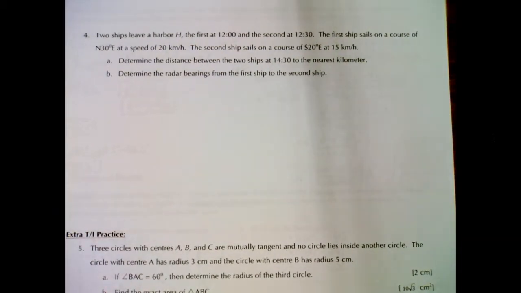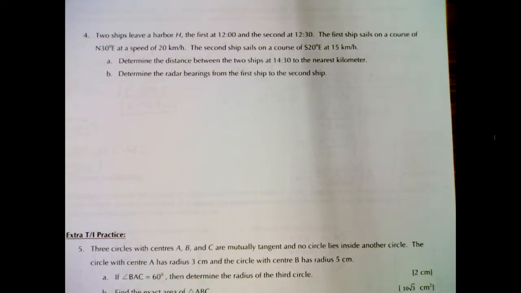But two ships leaving a harbor, the first at 12 and the second at 12:30. The first ship sails on a course of north 30 degrees east at a speed of 20 kilometers an hour, and the second ship sails on a course of south 20 degrees east at 15 kilometers an hour. Determine the distance between the two ships.